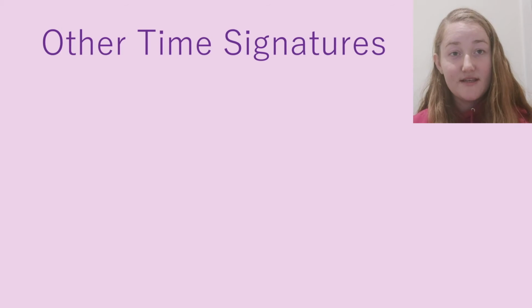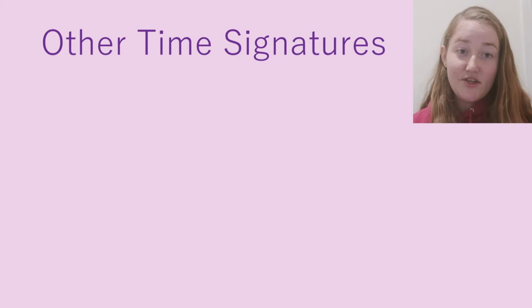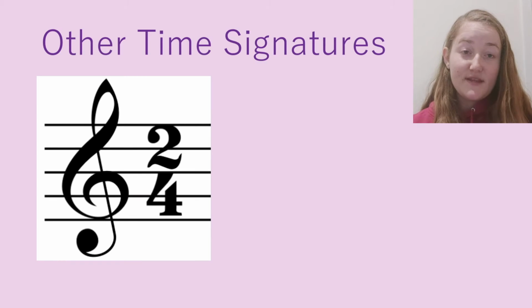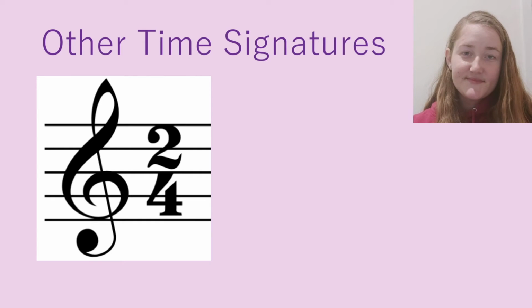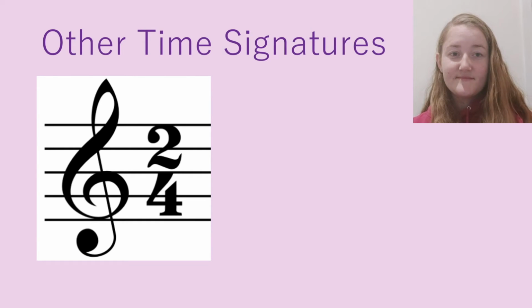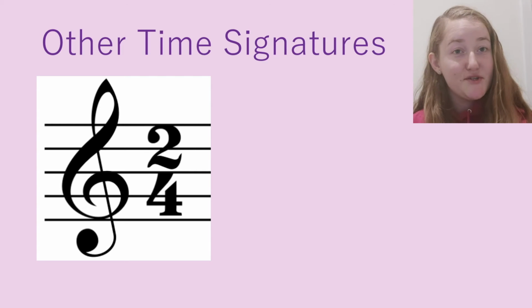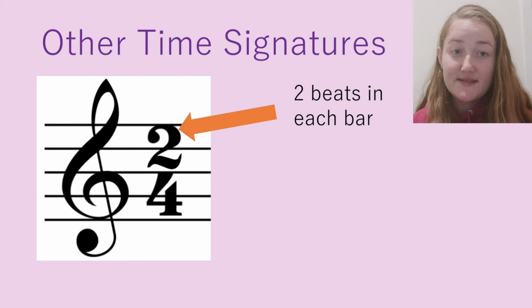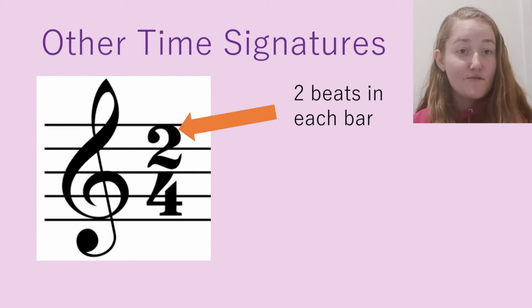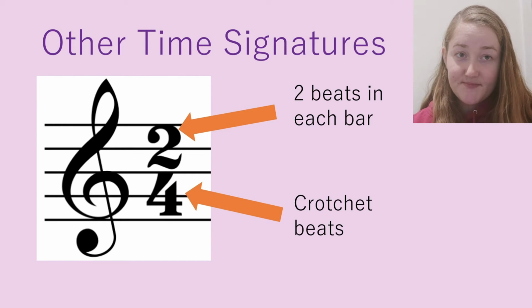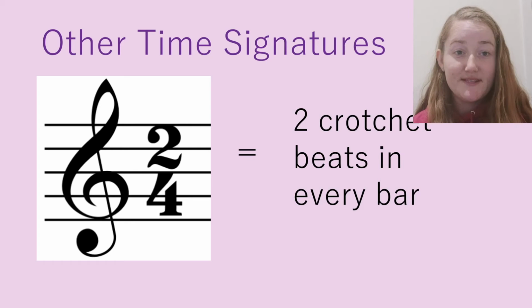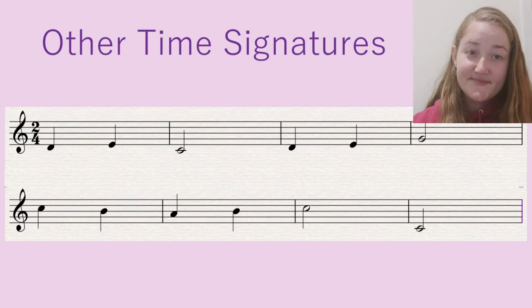For grade 1, there's 2 more time signatures that you need to know. The first of these is 2/4. Now what do you think this means? Well, the 2 tells us that there are 2 beats in each bar, and the 4 at the bottom tells us that the type of beat is a crotchet beat. So there are 2 crotchet beats in every bar.